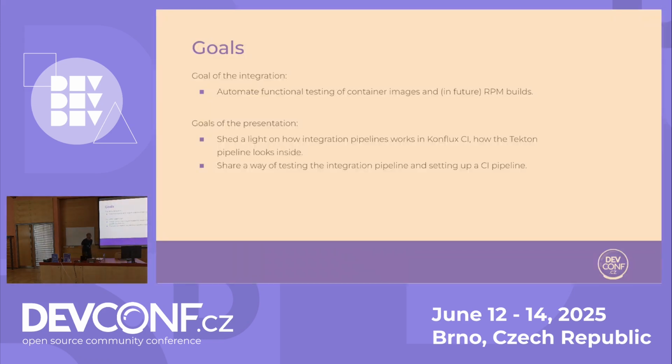So why are we all doing this? The main goal of this integration is to automate functional testing of container images and, in future, RPM builds into one environment, and also provide a reusable, shareable Tekton pipeline. In this talk, I'll shed light on how the integration pipeline works in Konflux CI. I'll show you how the Tekton pipelines look inside and share a way of testing the integration pipeline and setting up a CI for it.